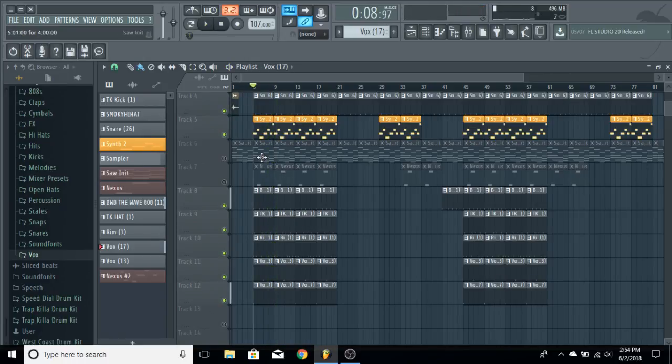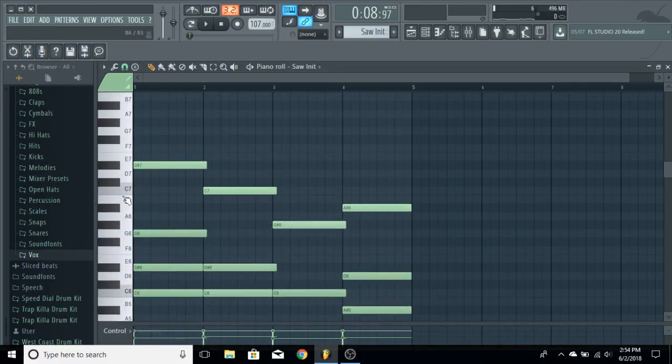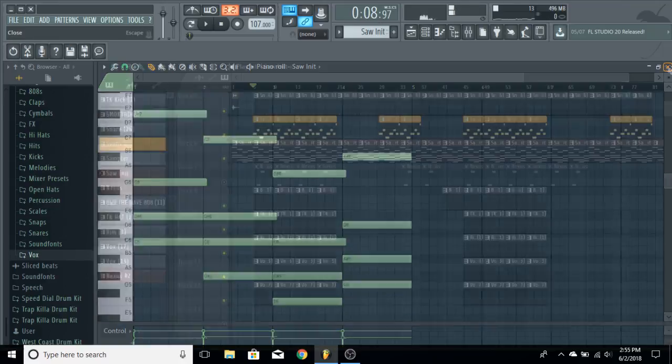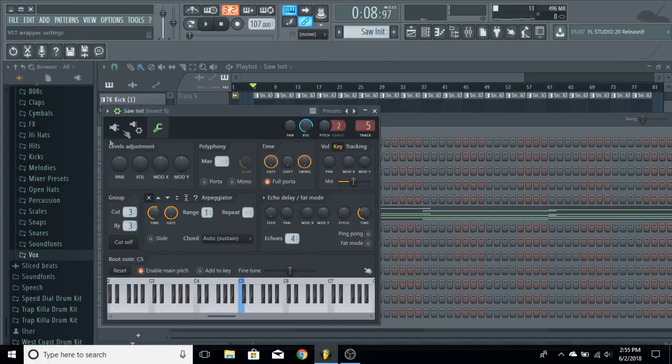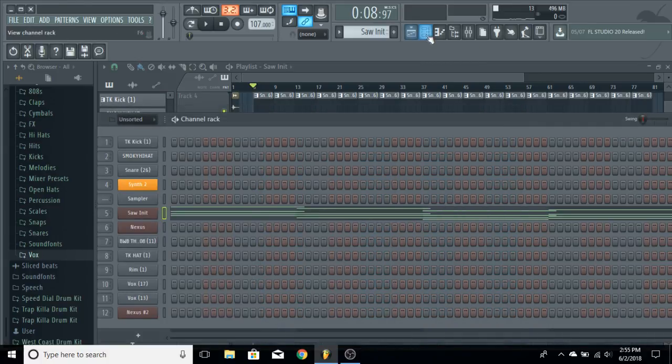Alright, so then I moved on to the melody here. Now, this melody, this is the chords. It's a weird sound. I got Travis Scott vibes from it. It's in Nexus, in the Cold Beats Nexus expansion. It's called Quite Quiet. No effects on it, just increased reverb. And it sounds like this.